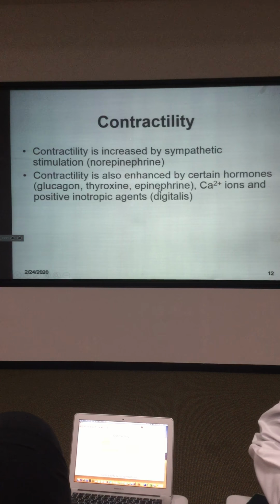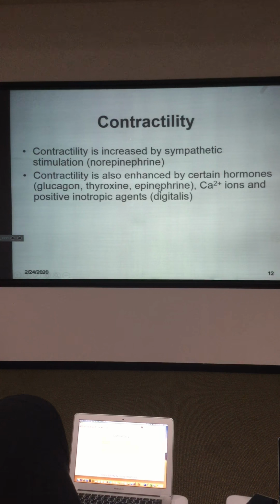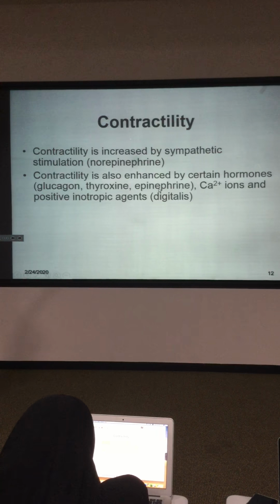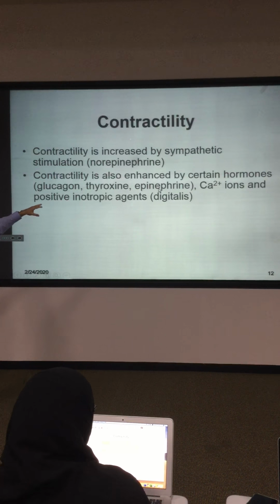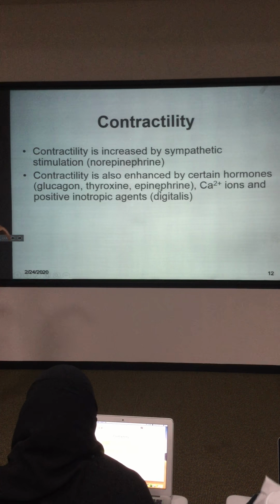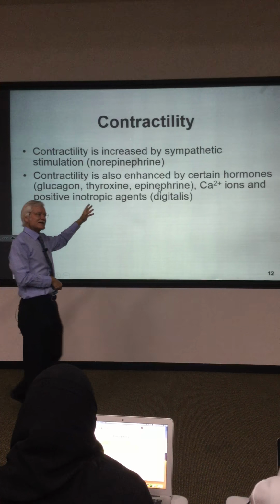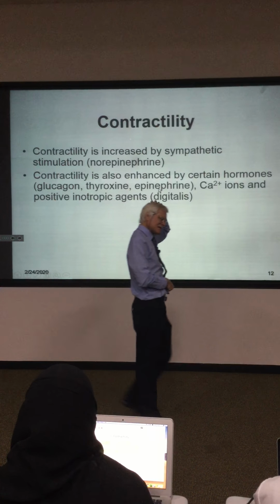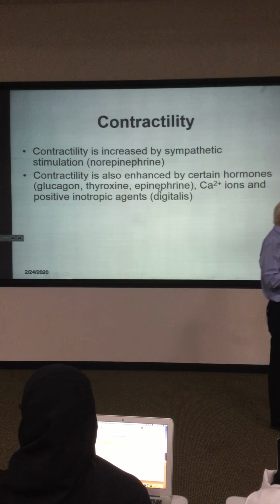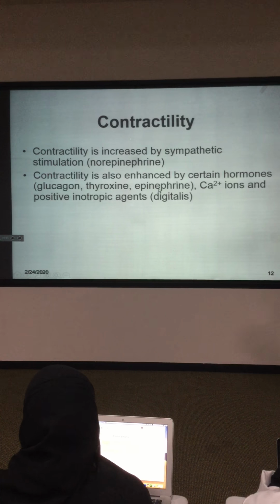There are different things that can affect contractility, and here are some examples. Certain hormones, glucagon, thyroxine, epinephrine, calcium ions per se, and various drugs like digitalis, which is a drug that's sometimes used in failing heart.